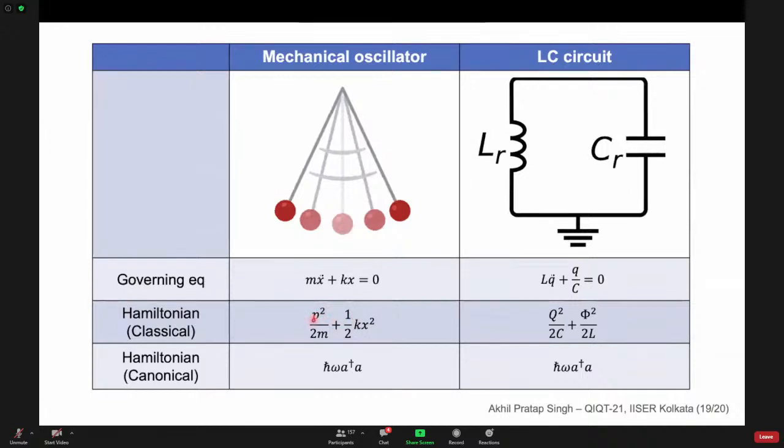One is momentum and one is position. So the governing equation in this case is this. And in the case of LC circuit, it is this. So you can see very much similarity. So we can say that the momentum corresponds to the charge, and the position corresponds to the flux. And the canonical Hamiltonian looks exactly the same. So this is the similarity of LC circuit.